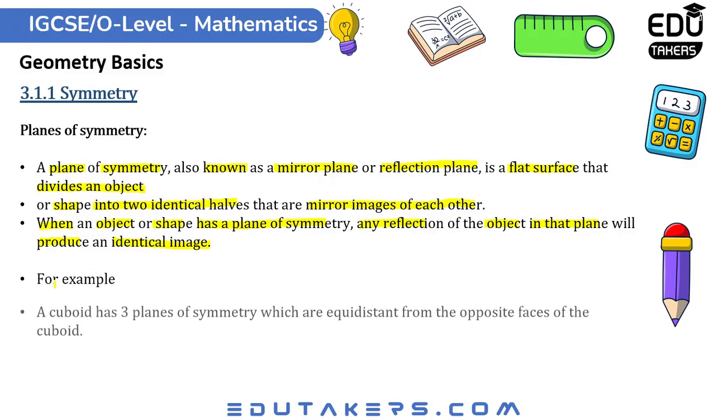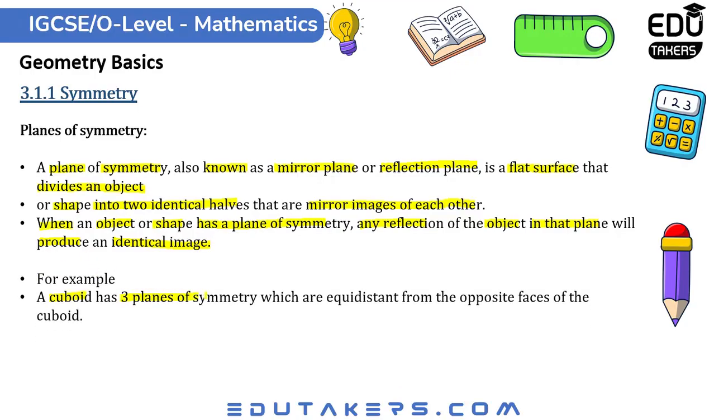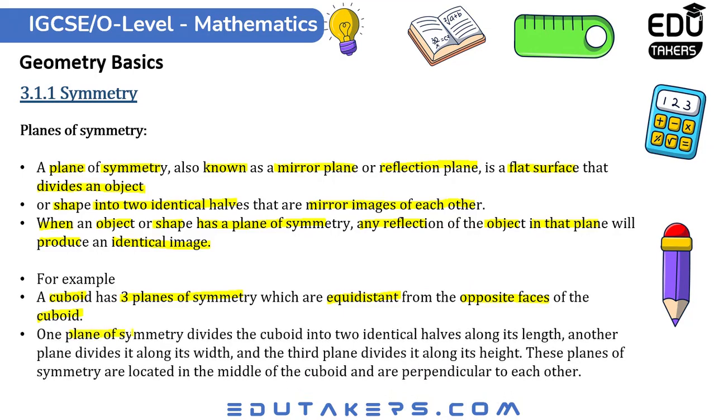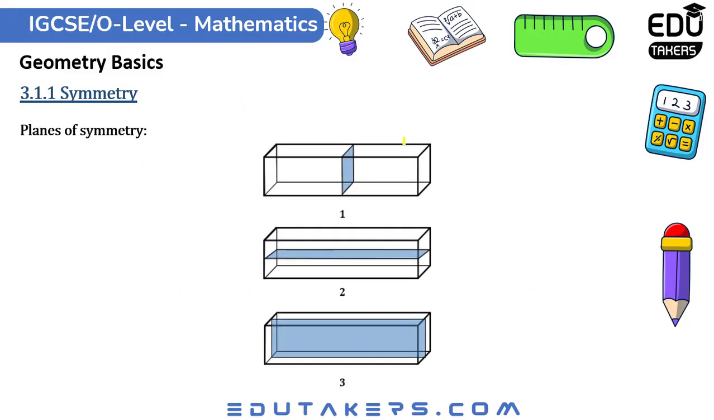For example, a cuboid has 3 planes of symmetry which are equidistant from the opposite faces of the cuboid. One plane of symmetry divides the cuboid into 2 identical halves along its length. Another plane divides it along its width, and the third plane divides it along its height. These planes of symmetry are located in the middle of the cuboid and are perpendicular to each other, as shown in the figure.